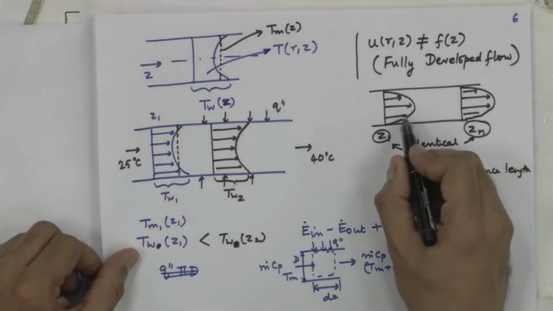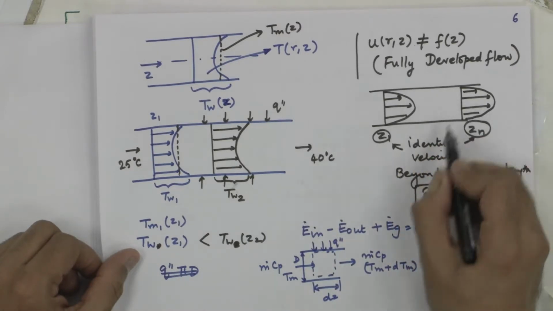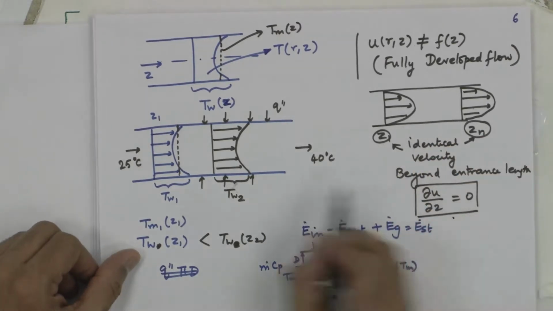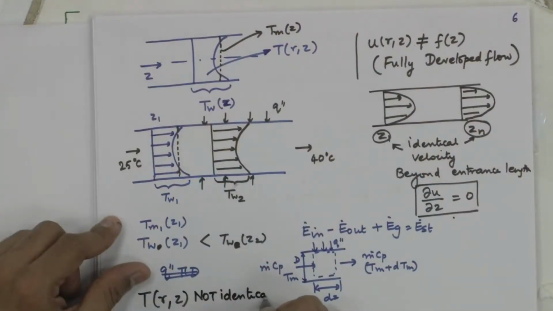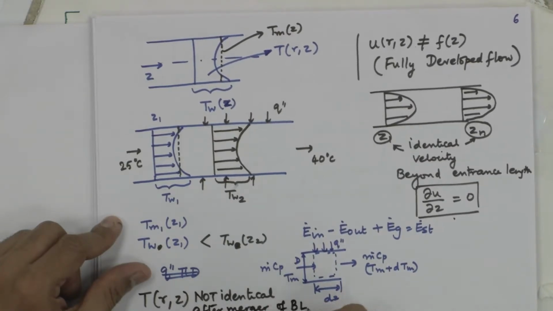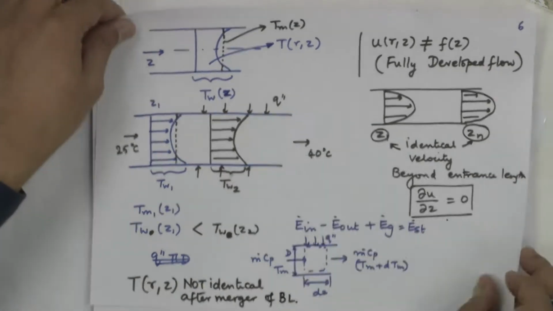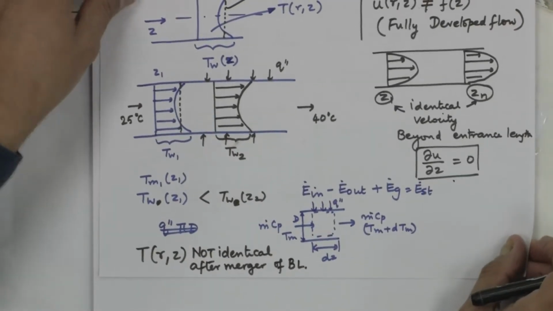So what is the difference? Here the velocity profile was identical, du by dz is 0. The temperature profile is not identical. Please remember, T of r comma z is not identical at all after merger of boundary layers.